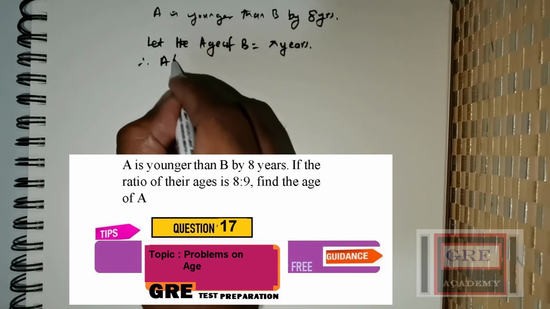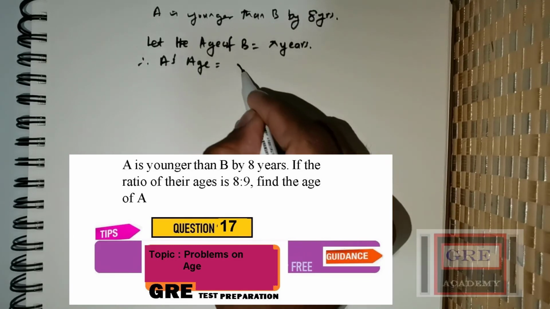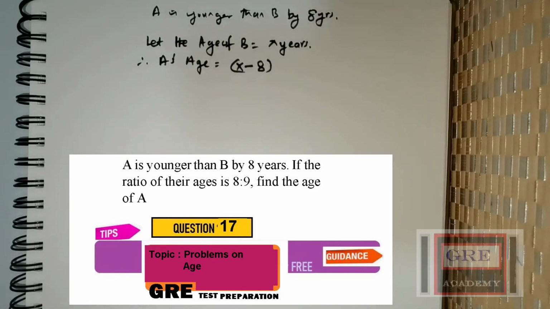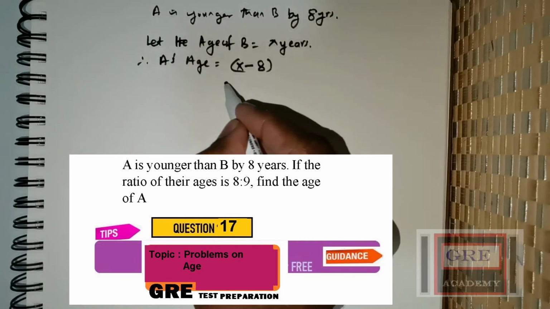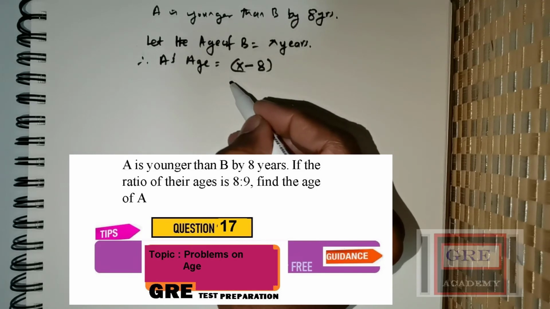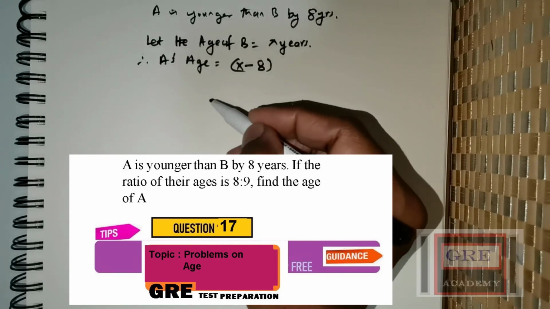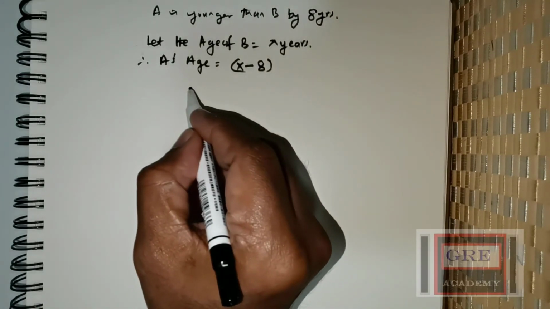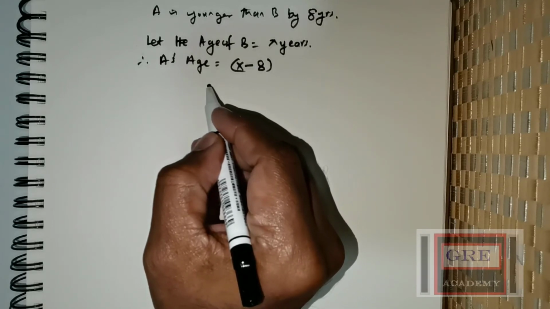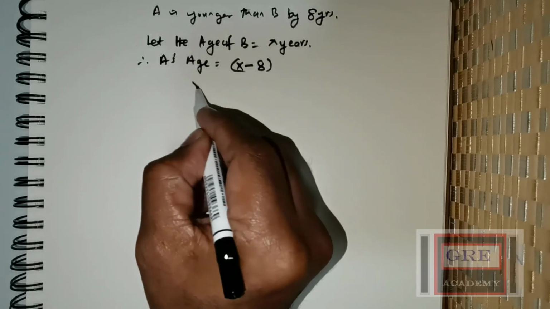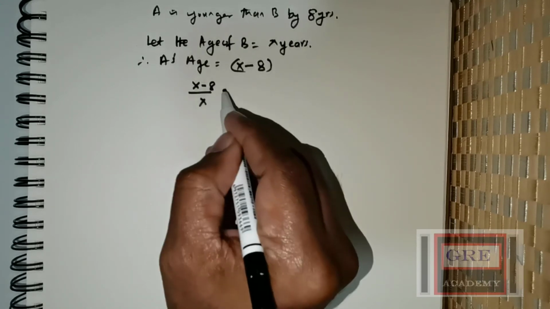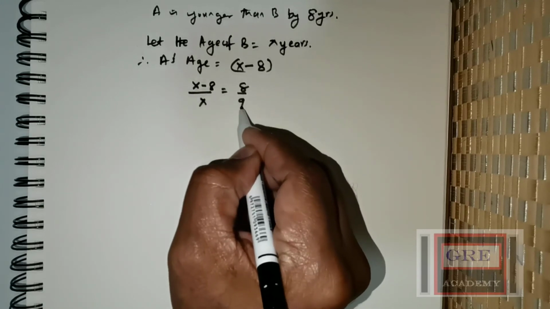Therefore, A's age is going to be x - 8. Now it says the ratio of the ages is 8:9. So this means the ratio of the ages of A to B. Okay, that is the understanding. So using that statement, the ratio of the ages is given to be 8:9. We would have this equation: (x - 8)/x = 8/9.